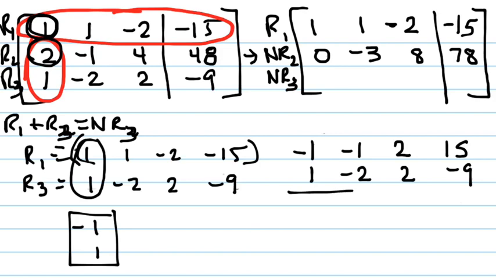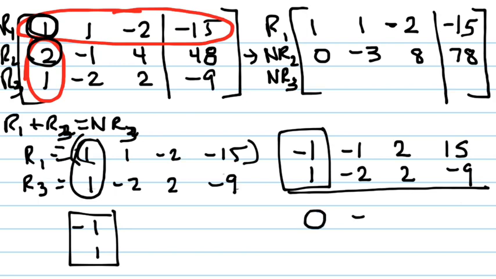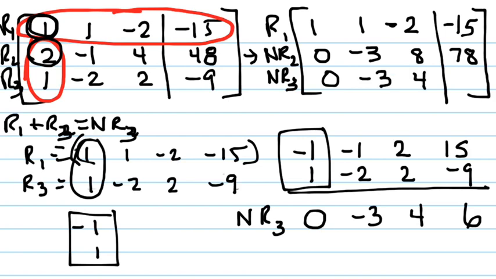Okay. Now that I have opposites right here, which is what I wanted, right? I need to add them together. That gives me the 0 I need, negative 3, 4, and 15 minus 9, what is that, 6? Me and my math. And remember, this thing is our new row 3. So it's going to go right here. How easy is that?